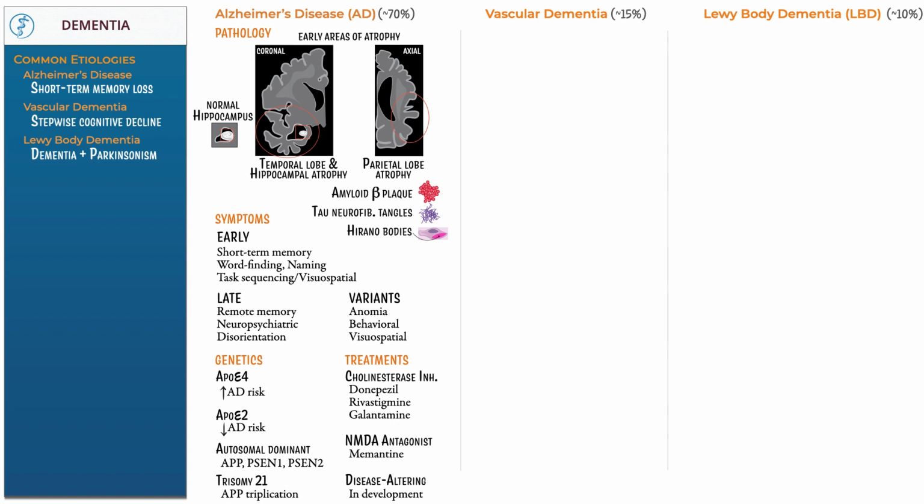Now let's address vascular dementia. We'll ignore the cognitive burden from large vessel infarction, and instead we'll focus on 2 key common causes: multi-infarct dementia, a small vessel disease, and cerebral amyloid angiopathy. Multi-infarct dementia classically presents with a stepwise decline in cognitive function.